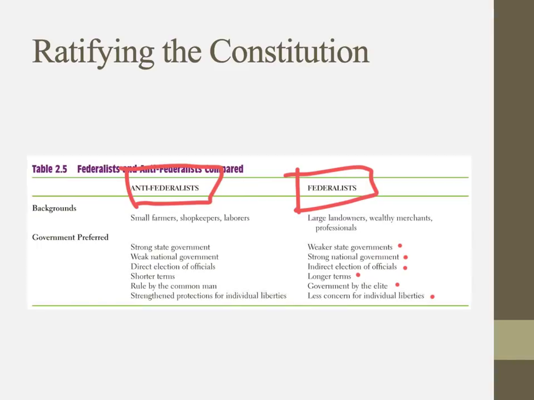Whereas small farmers, shopkeepers, and laborers, who tend to struggle a little bit more, wanted strong state governments, which could respond to them, and a weaker national government. They wanted direct elections so they would have more say. They wanted shorter terms so that they would have more say more often. They wanted kind of rule by the common man so that anyone could be a part of this. And they wanted lots and lots of individual liberties. This turns out to be the most important and biggest argument of the Anti-Federalists.